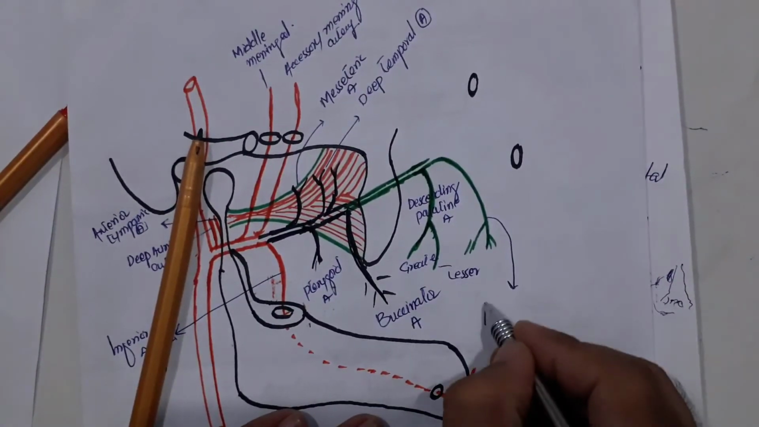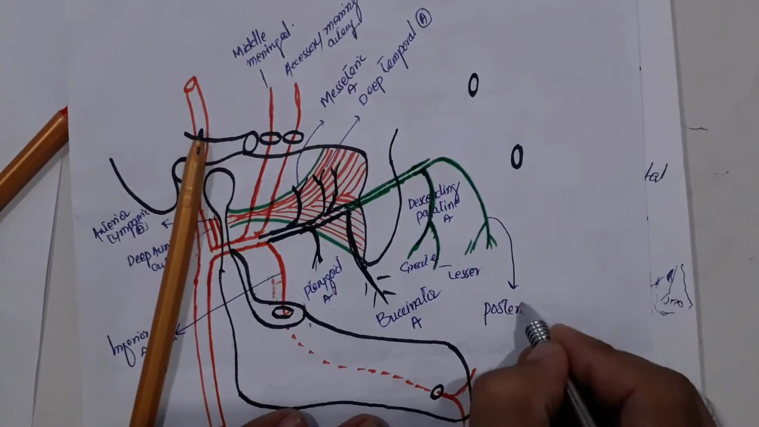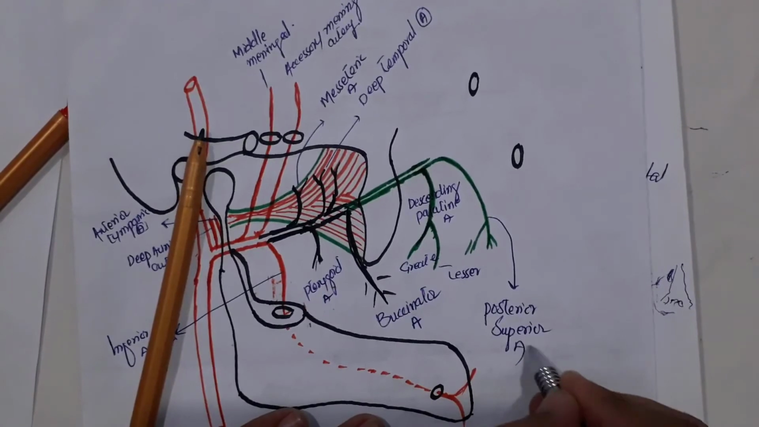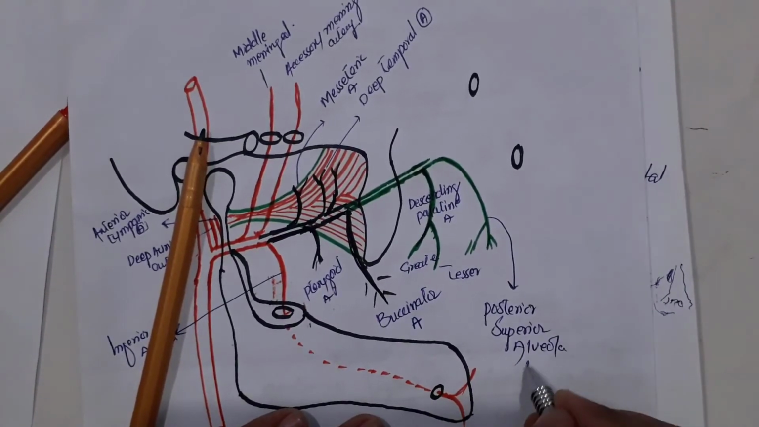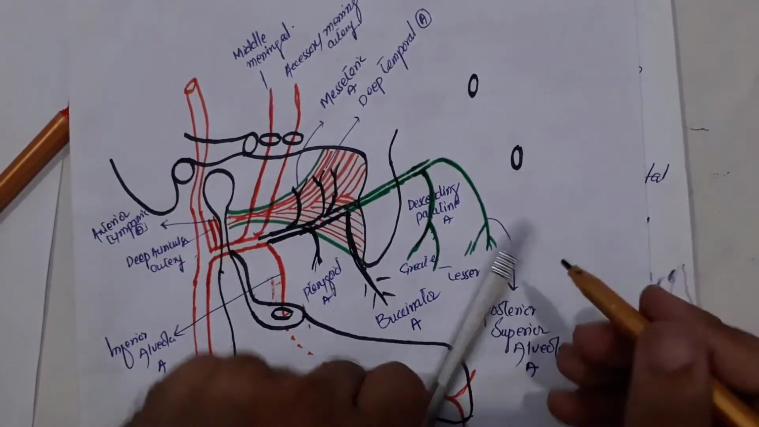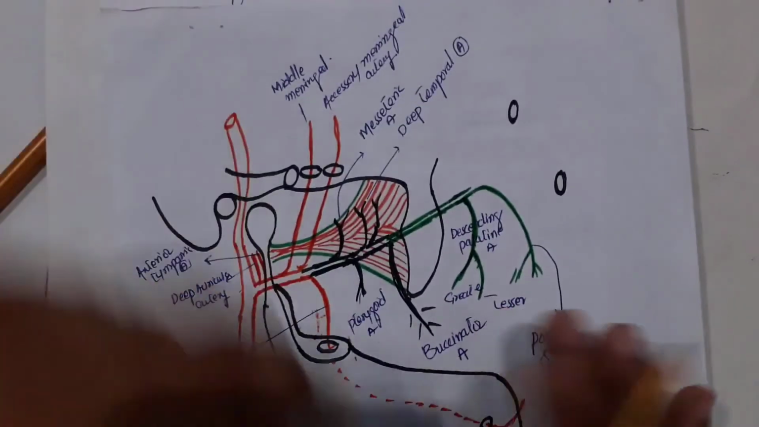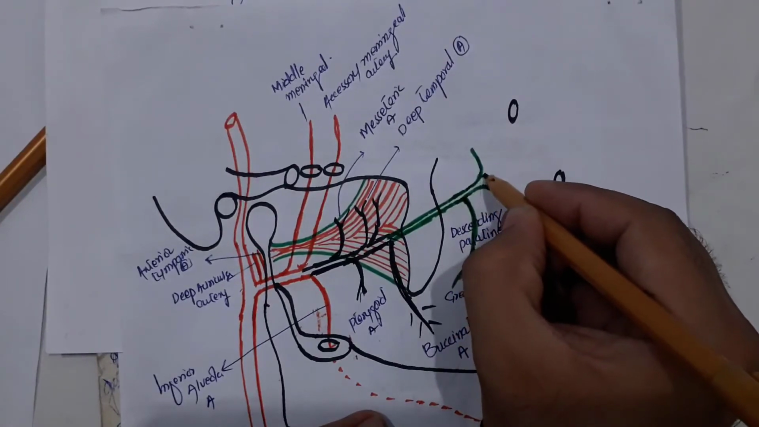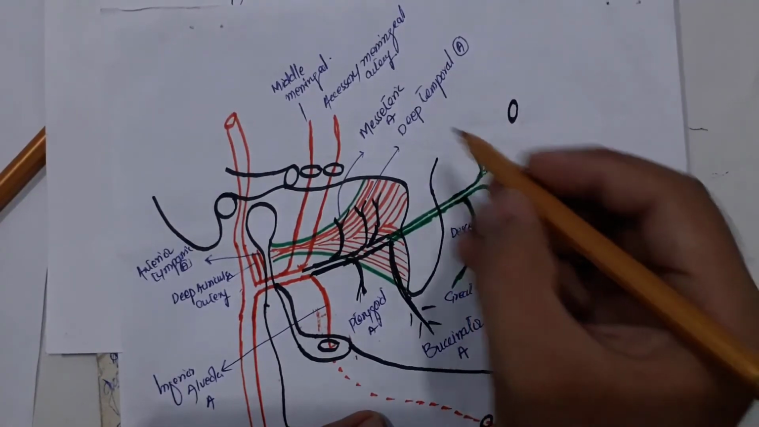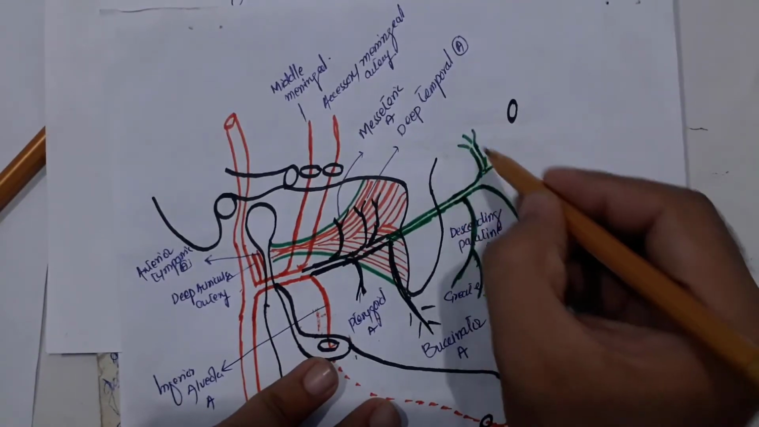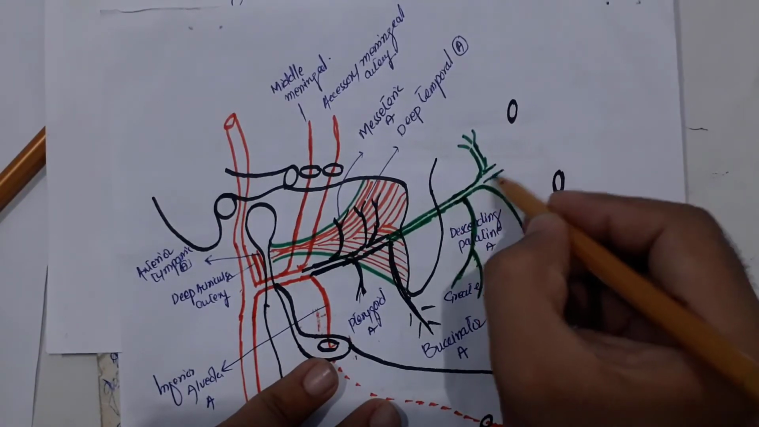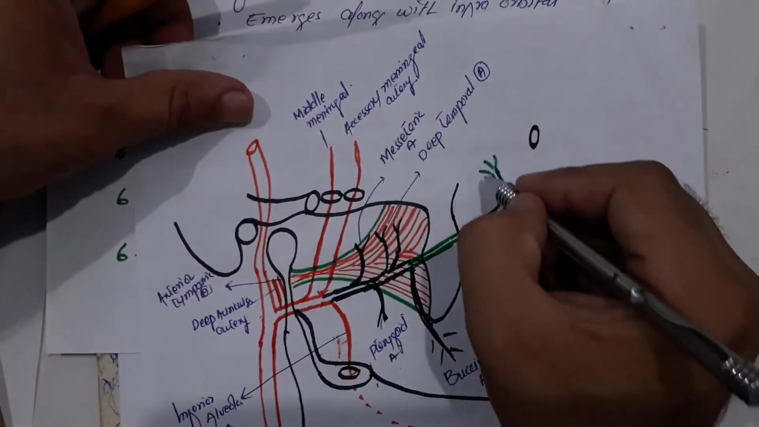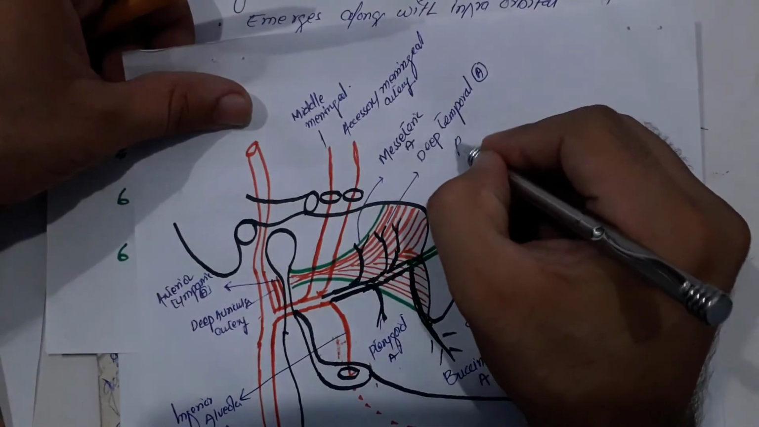Let me name it here. Posterior superior alveolar artery, we are done with it. Then there is a third branch, a very small branch, and this branch is called the pharyngeal branch. This is the third small branch, and this is called the pharyngeal artery.